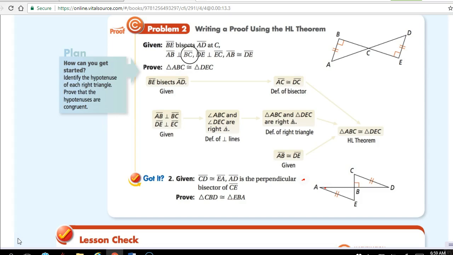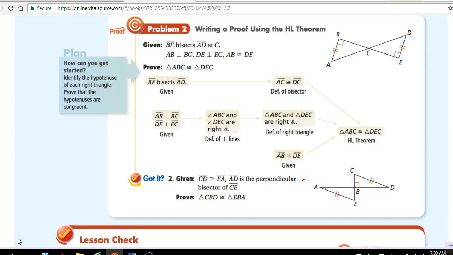Because AB is perpendicular to BC, we have these right angles here because that's what perpendicular means. We also have tick marks that AB is congruent to DE. We have the tick mark here and the tick mark here to denote that. Now, if we're trying to prove that these two triangles are congruent, again, we start with our given.